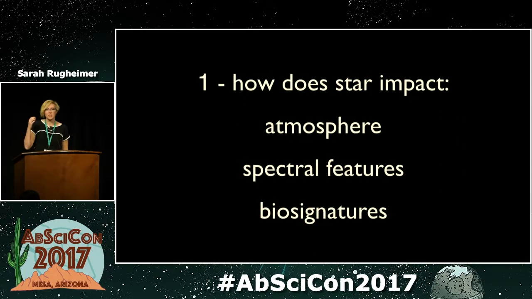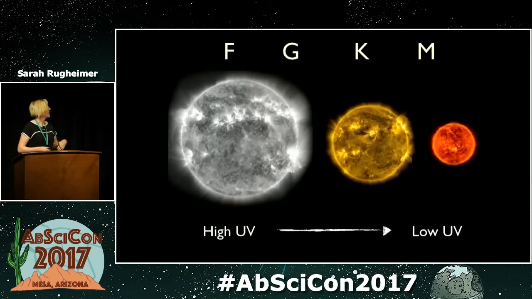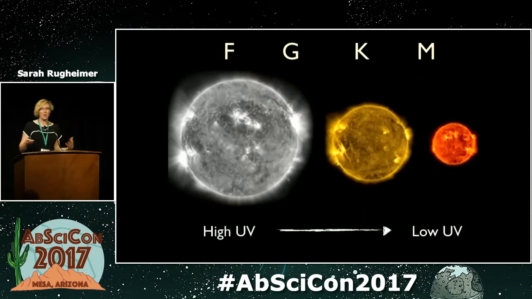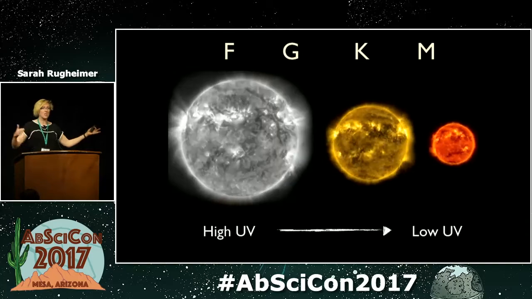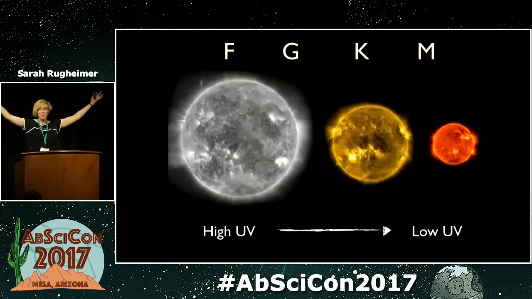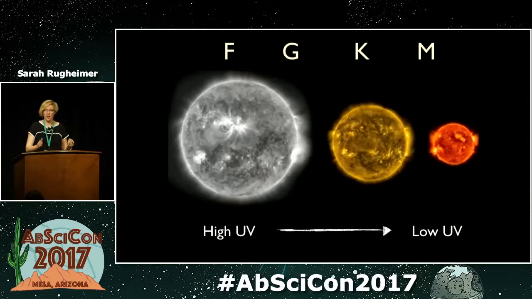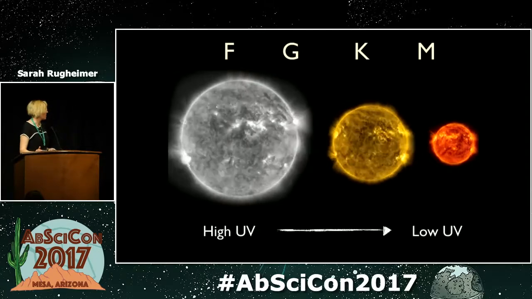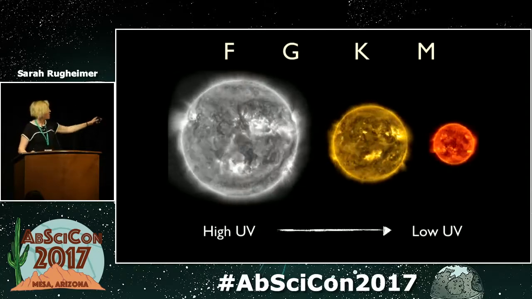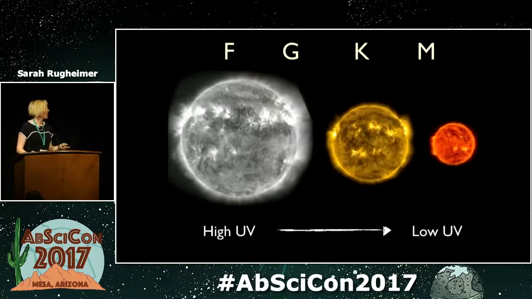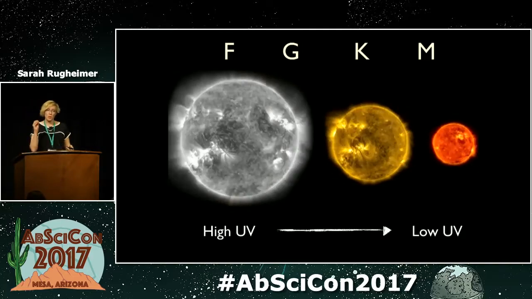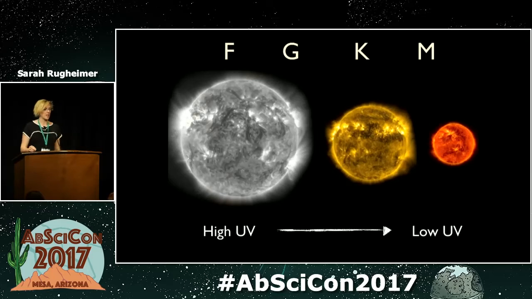So one of the first things that we need to look at is, how does the star impact the atmosphere, the spectral fingerprints, and the biosignatures in that planet? And as we go, for the non-astronomers in the room, as we talk about FGK stars, F are the bigger ones and M are the smaller ones. So I'm going to be using this terminology throughout the talk of FGK and M stars, G stars like our sun. And by and large, you're going from higher UV environment to a lower UV environment with some caveats, which I'll explain in just a second.